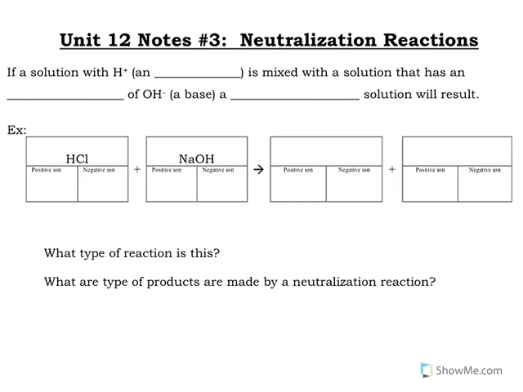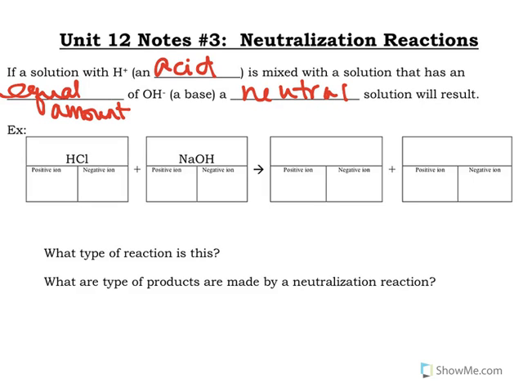Okay, so we're going to think about how acids and bases react. So remember, if a solution with H+, basically an acid, is mixed with a solution that has an equal amount of OH minus, or a base, we will end up getting a neutral solution. So we're talking here neutral being a pH of 7.